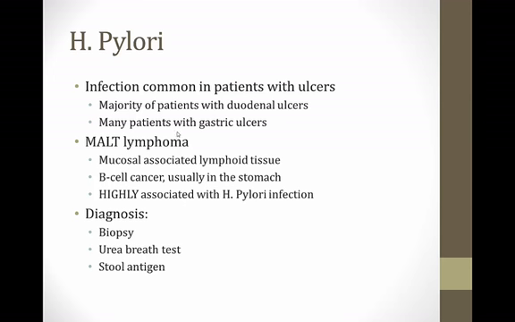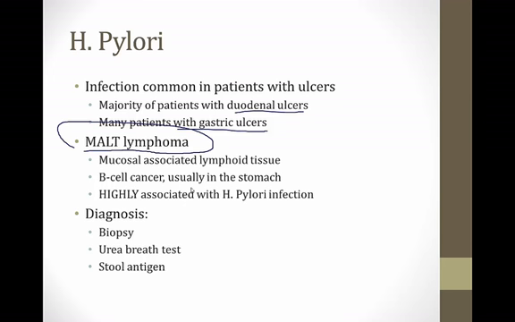It's very common in patients with duodenal ulcers. Most patients who have an ulcer in their duodenum have H. pylori infection, and some or many patients who have gastric ulcers also have H. pylori infection. It's very high yield to know that H. pylori is associated with something called MALT lymphoma. So MALT stands for mucosal associated lymphoid tissues.